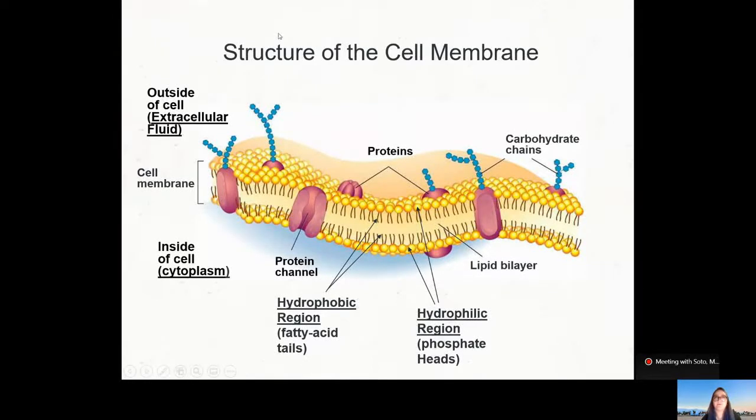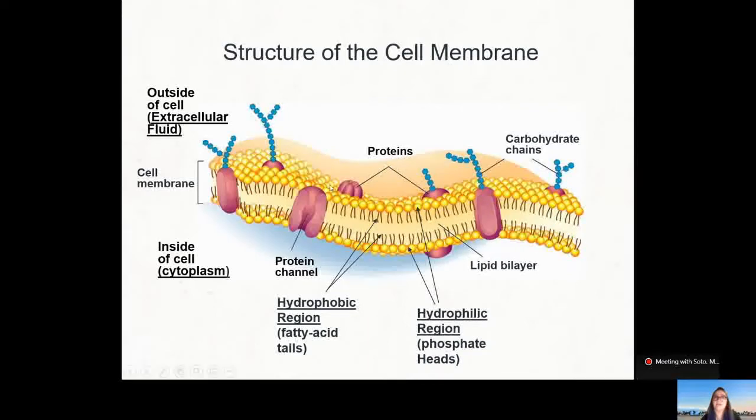Final picture, remember, outside of the cell, extracellular, inside of the cell, intracellular. The actual cell membrane is composed of 2 layers of phospholipids with both the outside facing heads and inside facing heads. And in between, we have the 2 layers of tails. We have protein channels that allow things to go through the cell easier. We have carbohydrate chains there and some cholesterol helping with fluidity.